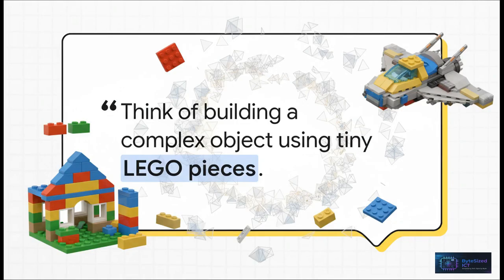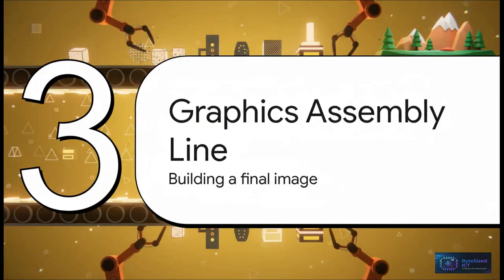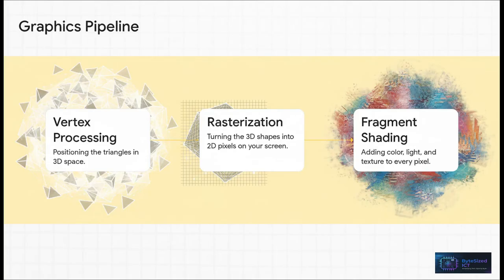You can build anything you can imagine, a spaceship, a castle, anything, if you have enough basic bricks. For a GPU, triangles are those Lego bricks. Okay, so we have our building blocks, millions and millions of triangles. Now let's see how the GPU's digital factory puts them all together into a finished, polished image. This whole process is called the graphics pipeline, and it's basically a super fast assembly line.